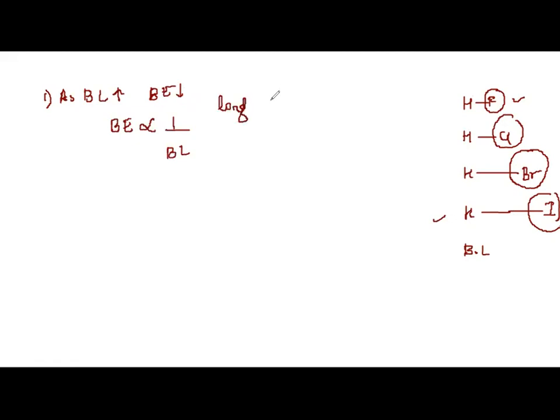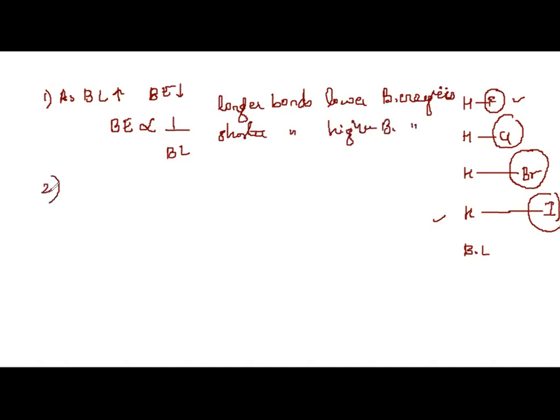That is, longer bonds have lower bond energies. Yes or no? They have lower bond energies because they are long. Electrostatic forces of attraction are less. Therefore, they can be broken very easily. Therefore, bond energy decreases. Whereas shorter bonds have higher bond energies.